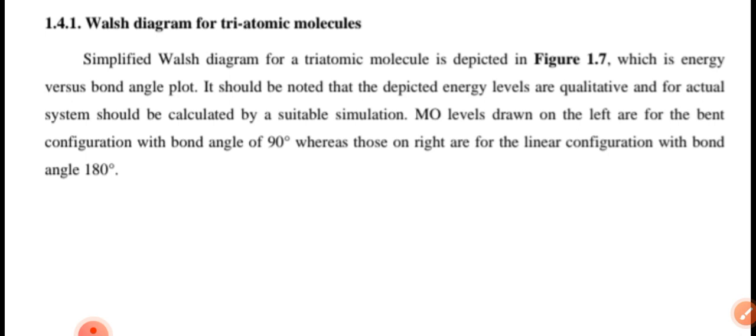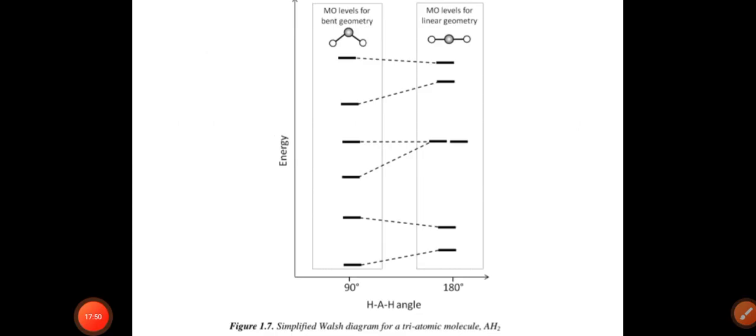It should be noted that the depicted energy levels are qualitative, and for an actual system they should be calculated by suitable simulations. Molecular orbital levels drawn on the left are for the bent configuration with a bond angle of 90 degrees, whereas those on the right are for the linear configuration with a bond angle of 180 degrees. Molecular levels for bent geometry, molecular orbital levels for linear geometry, 90 degrees, 180 degrees, HAH angle, figure 1.7.